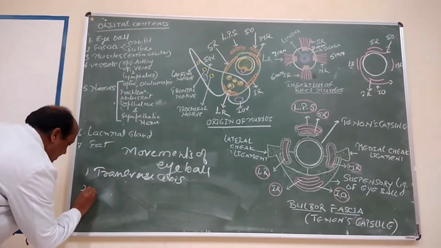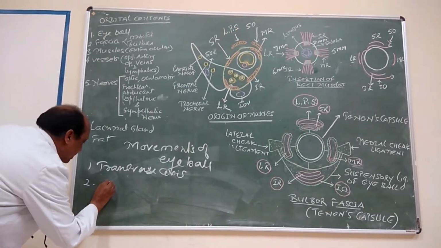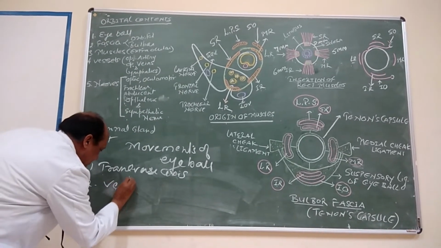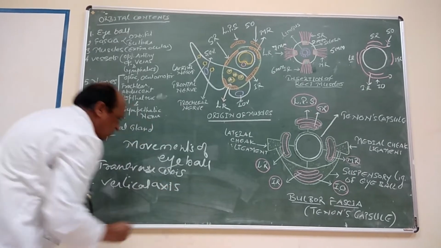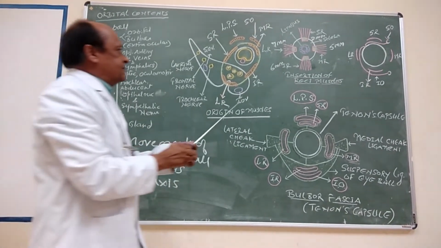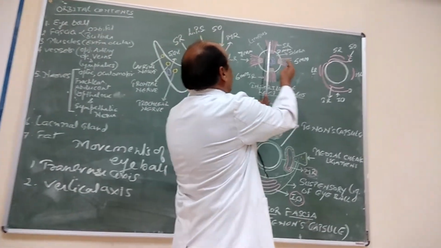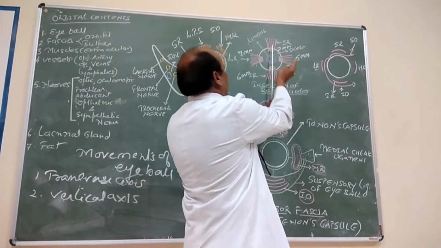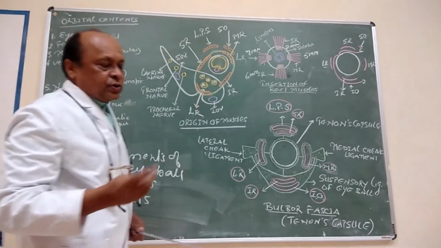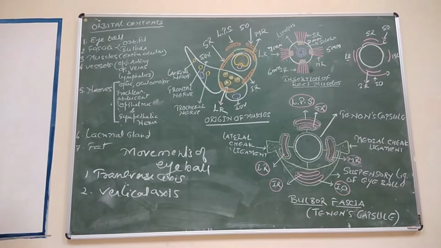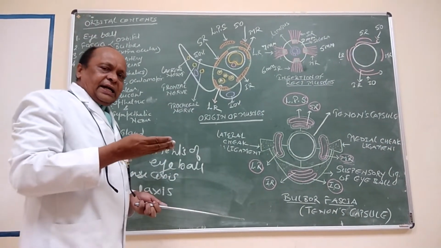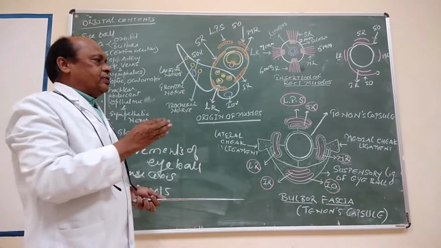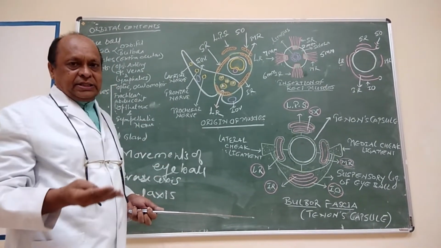Another movement occurs along the vertical axis. Along the vertical axis, the eyeball moves medially or laterally. The medial rotation and lateral rotation. These movements are also called adduction and abduction. Medial rotation is adduction, lateral rotation is abduction.